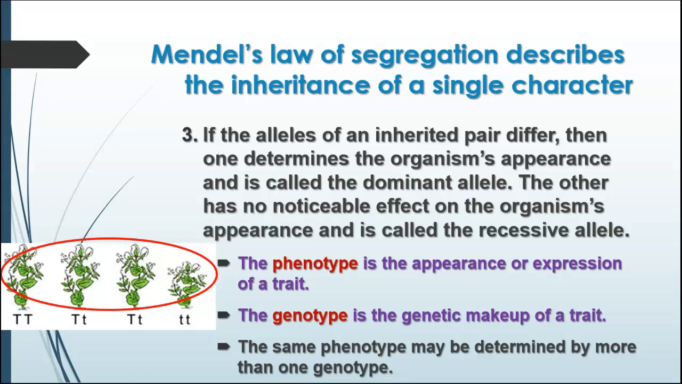The genetic makeup of the trait we call the genotype, and that's whether it's homozygous or heterozygous. We can sometimes have the same phenotype determined by more than one genotype, as we see here in the case of these tall plants versus the one short one. We can have 2 different genotypes, the homozygous dominant and the heterozygous, both produce the same phenotype, even though they're different genotypes.